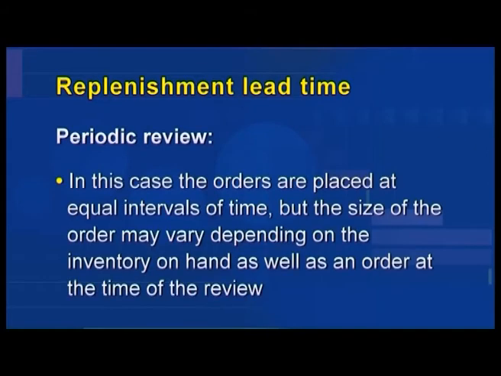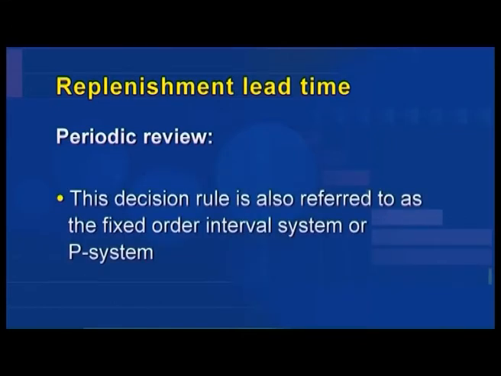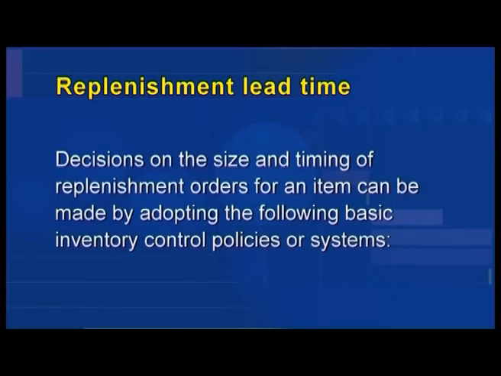Periodic review. In this case, the orders are placed at equal intervals of time, but the size of the order may vary depending on the inventory on hand as well as on order at the time of the review. This decision rule is also referred to as the fixed order interval system or P system. Decisions on the size and timing of replenishment orders for an item can be made by adopting the following basic inventory control policies or systems.